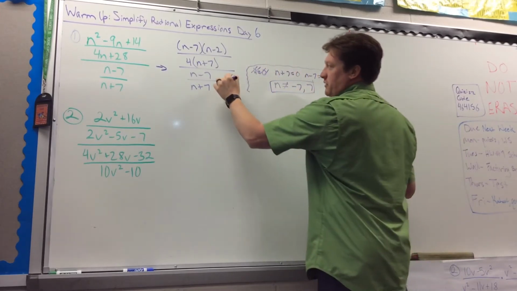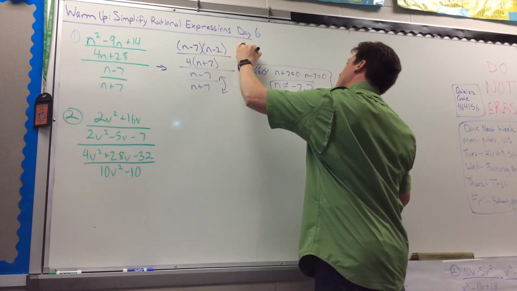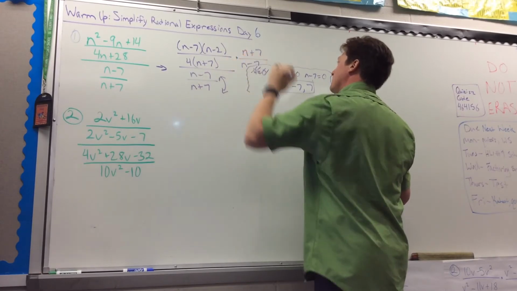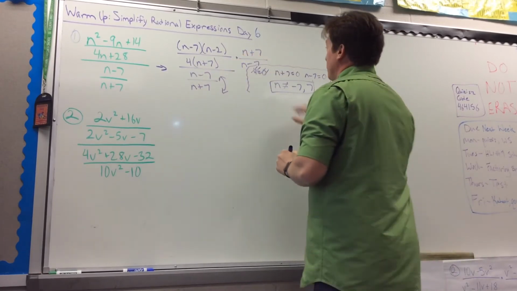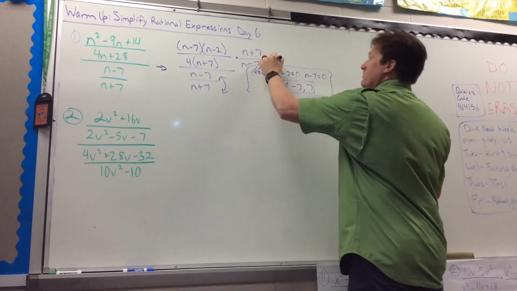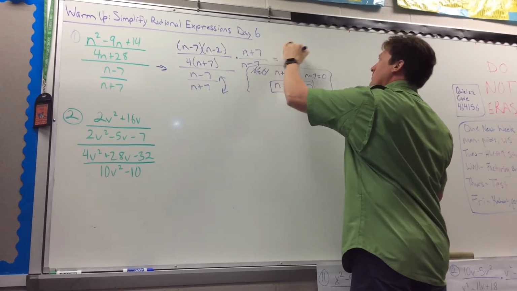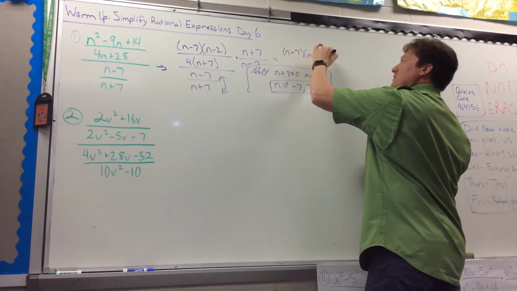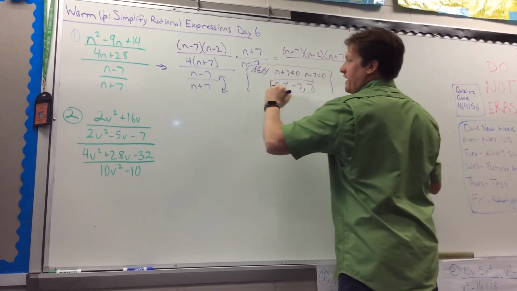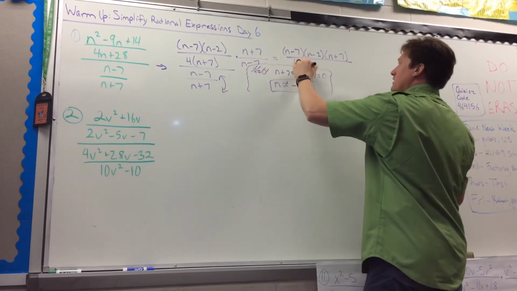What I need to do is flip this bottom fraction. So n plus 7 goes to the top, and then underneath that, I've got n minus 7. What I want to do with this is go ahead and get rid of any factors. I'm going to write it over again, and here's what I have. I've got n minus 7, n minus 2, and n plus 7 on top. Underneath that, I have 4 times n plus 7 and n minus 7.